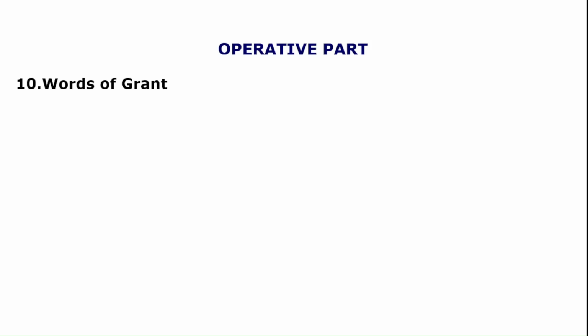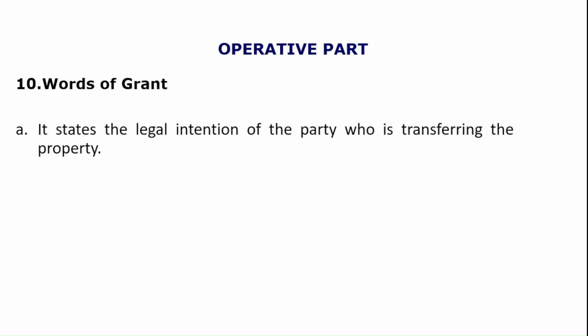Now, this word of grant, very simple and straightforward. What it does is that it states the legal intention of the party who is transferring the property. For me, I would explain to you that it's like a verb that captures what party A is doing to party B. It's a sale of land transaction. So you are saying, in one word, tell me what the assignor is doing to the assignee. Give me that one word. That is what this word of grant does. It's like an action word that captures the legal intention of the party who is transferring the property.